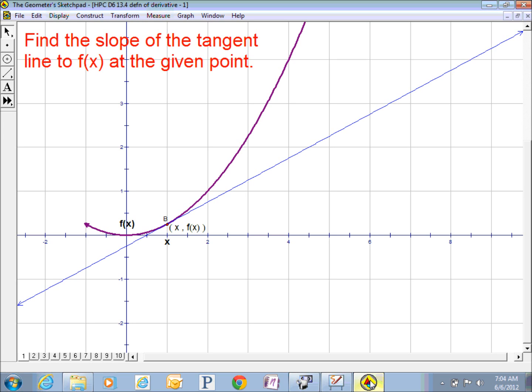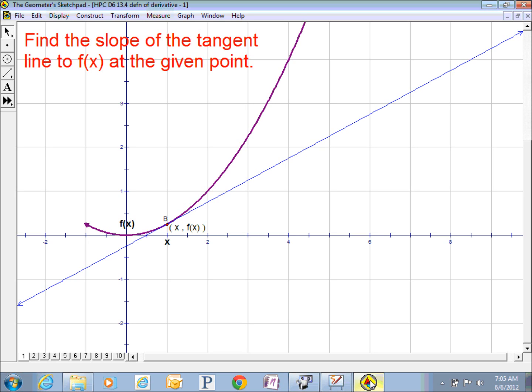And so how do you find the slope of that line if all we know is point B, which is called the point of tangency? Its coordinates we're going to call generically x and f of x, or x and y. How do we find the slope of that line? So this derivative, its specific purpose is to give us the slope of that line, knowing only point B.